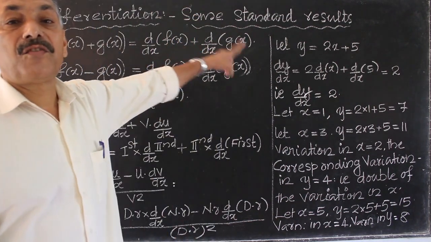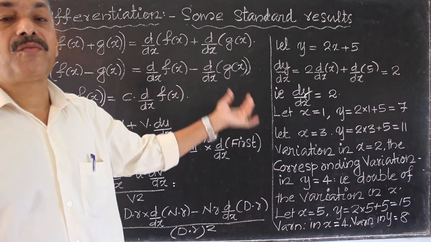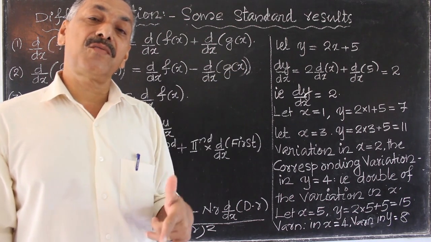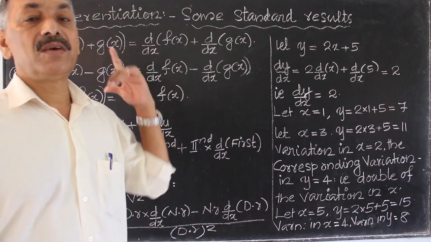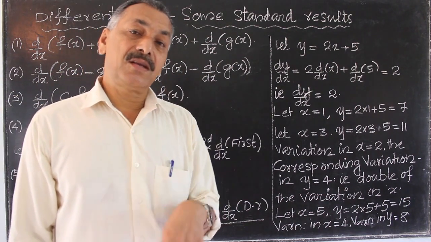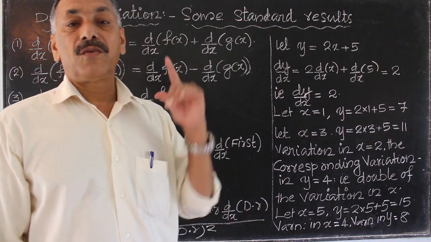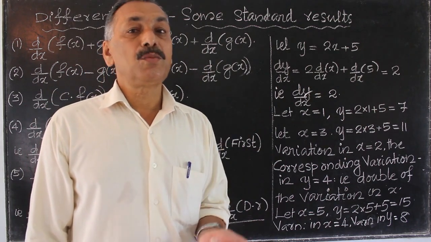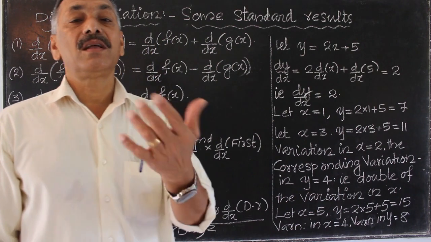Now, derivative of f plus g is equal to derivative of f plus derivative of g. Derivative of f minus g is equal to derivative of f minus derivative of g. Derivative of a product is equal to first into derivative of second plus second into derivative of first. Derivative of a quotient is equal to denominator into derivative of numerator minus numerator into derivative of denominator divided by denominator square.